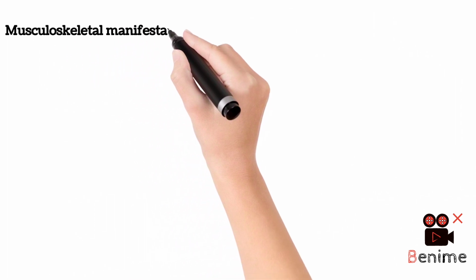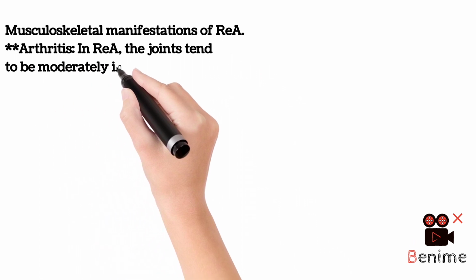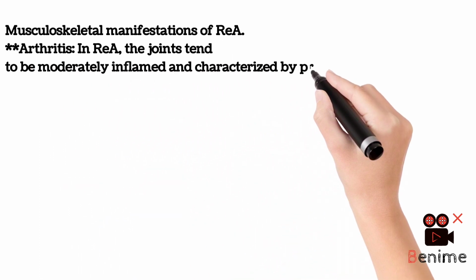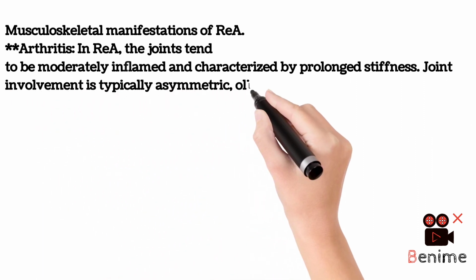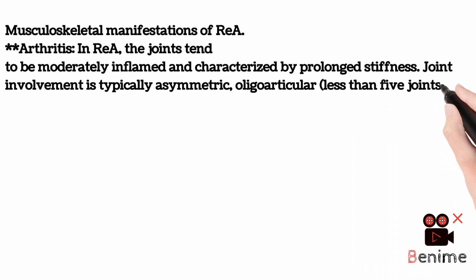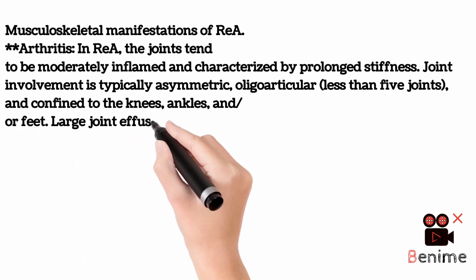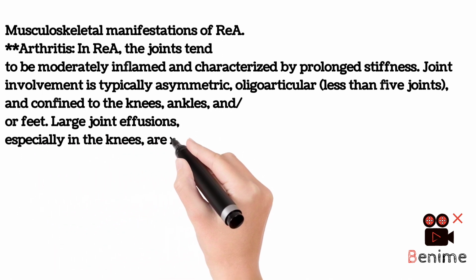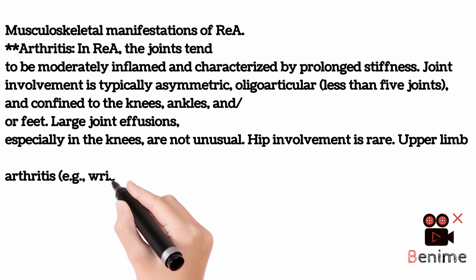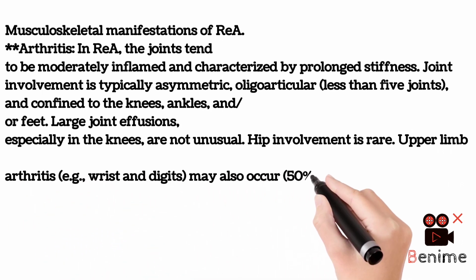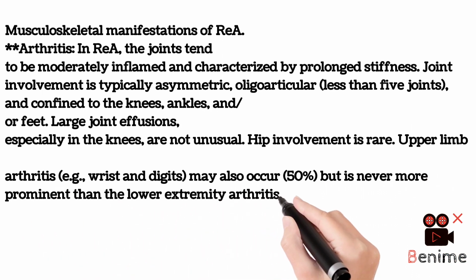Musculoskeletal manifestations of reactive arthritis. Arthritis. In reactive arthritis, the joints tend to be moderately inflamed and characterized by prolonged stiffness. Joint involvement is typically asymmetric, oligoarticular, less than 5 joints, and confined to the knees, ankles, and feet. Large joint effusions, especially in the knees, are not unusual. Hip involvement is rare. Upper limb arthritis, e.g., wrist and digits, may also occur, 50%, but is never more prominent than the lower extremity arthritis.